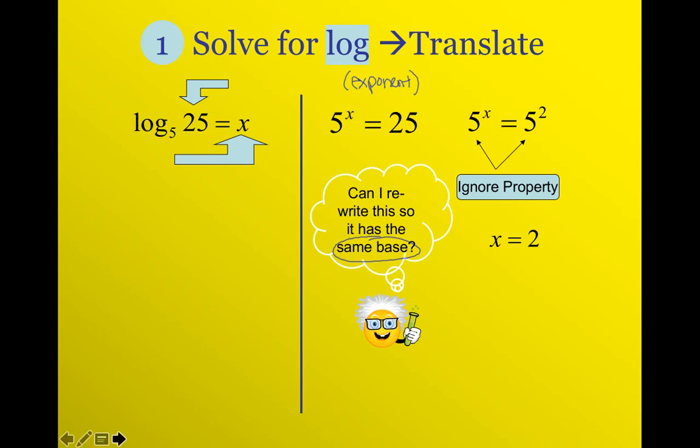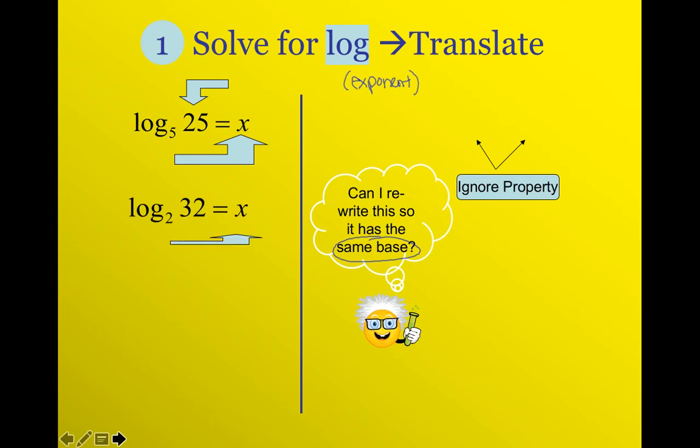Right, so let's do the same thing on the next one. The exponent that turns 2 into 32 is x. So this is going to give us 2 to the power of x is 32. Can we rewrite it so they have the same base? 2 to the power of x equals 2 to the power of 5. Ignore the bases, so x must equal 5. So this was 2. This was 5.